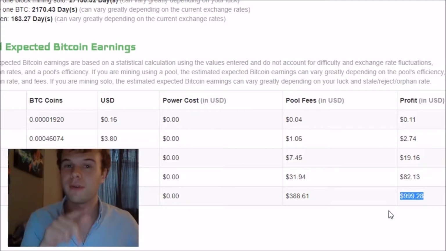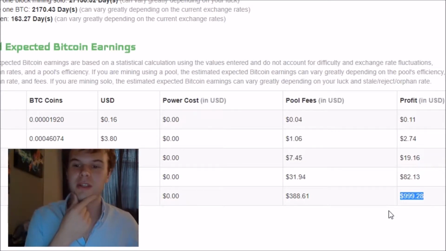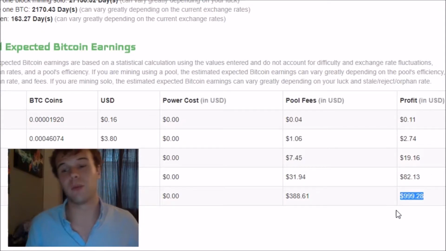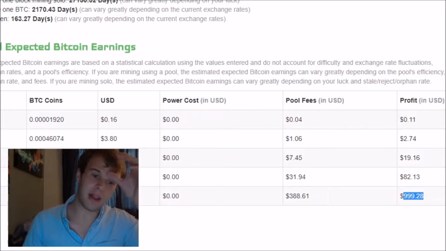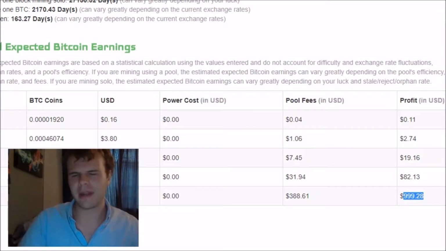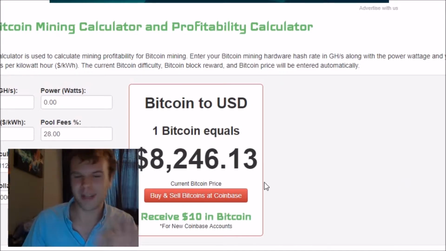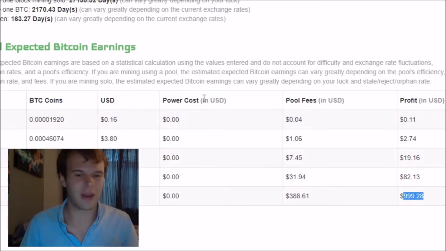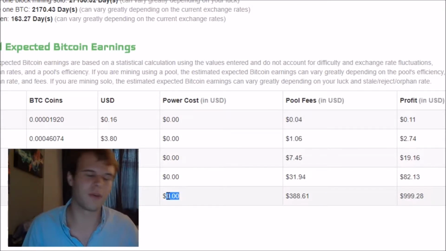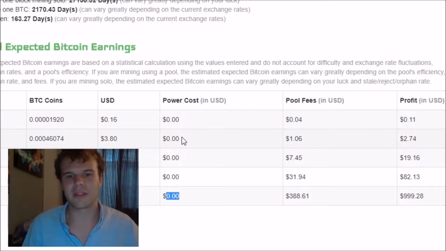So my $447, I'm going to give an estimate, in the next year will earn me $1,500. For every little fraction you mine, pretty sure you can withdraw whenever you want. I've only just started with Genesis Mining, so you can correct me if I'm wrong, but I'm pretty sure you can withdraw whenever you want. Obviously your initial $447 up front goes to them to buy the hardware.